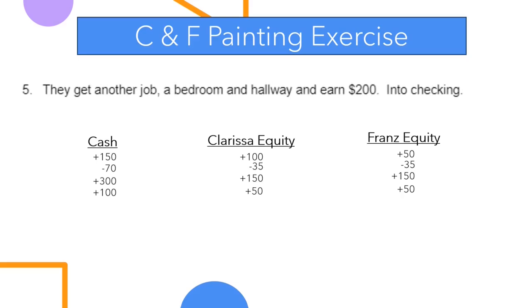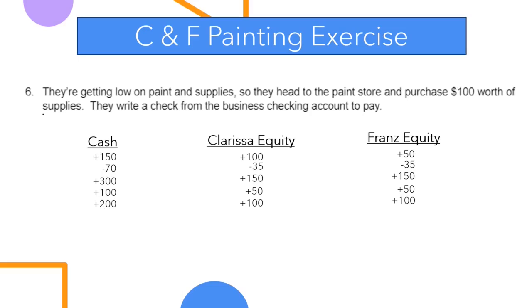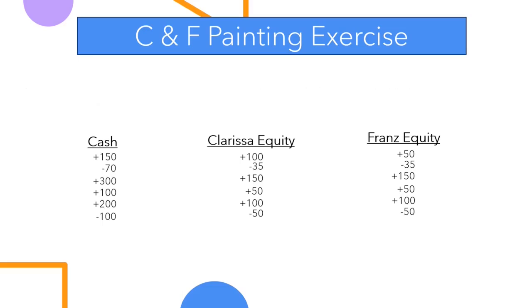Then we get another job, $200 into checking, a $200 cash increase, and that's divided equally, 100 and 100. Then we go buy some more supplies, $100 worth. Cash goes down $100 because we're spending money. If we split that 50-50, Clarissa loses $50 in equity and Franz loses $50 in equity.